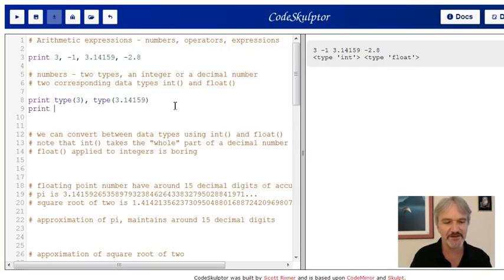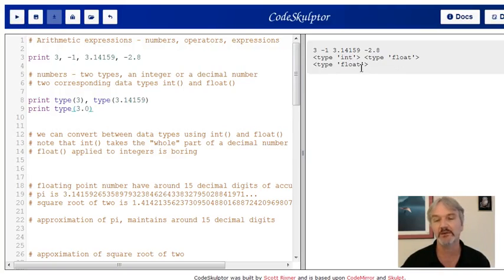Now here's a little trickier test. What happens if we ask for the type of 3.0? If you look at it, this is really a whole number, but somehow it has this zero fractional part. So in Python, this is going to be a float. The way we know we're working with a float is that we always have a decimal point, .0.